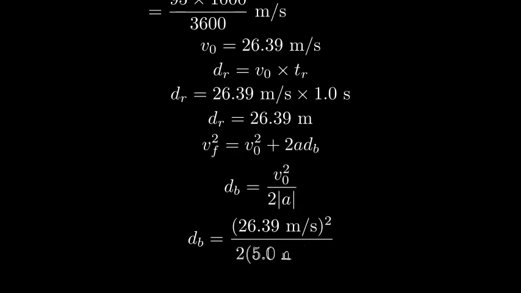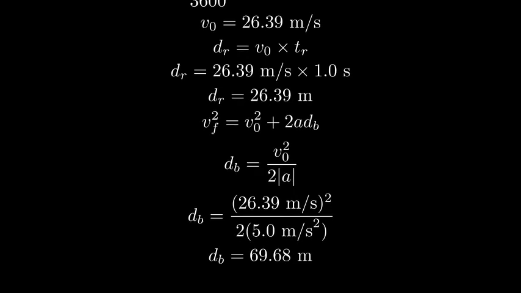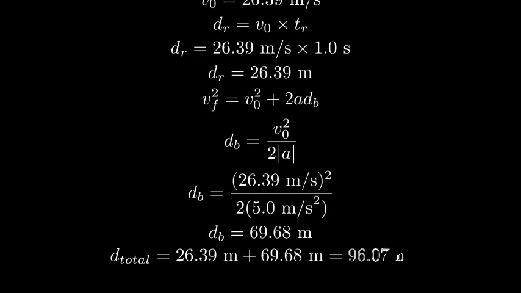Plugging in our initial velocity of 26.39 meters per second and acceleration of negative 5.0 meters per second squared, we get a braking distance of 69.68 meters. Adding this to our reaction distance gives us a total stopping distance of 96.07 meters.